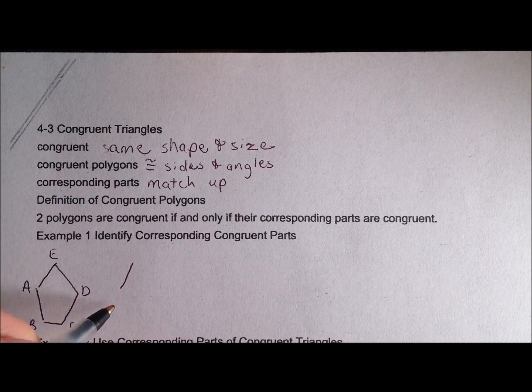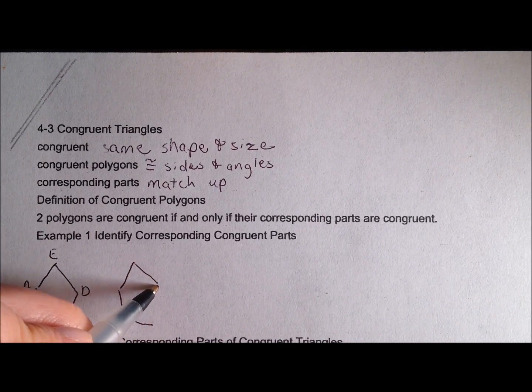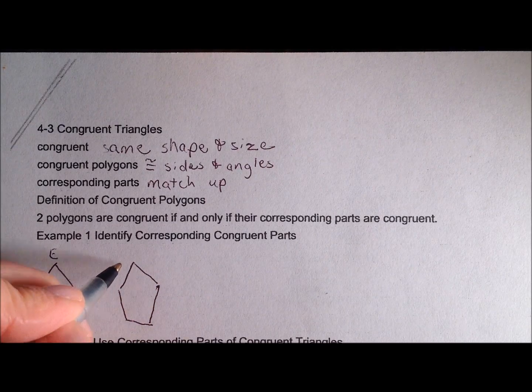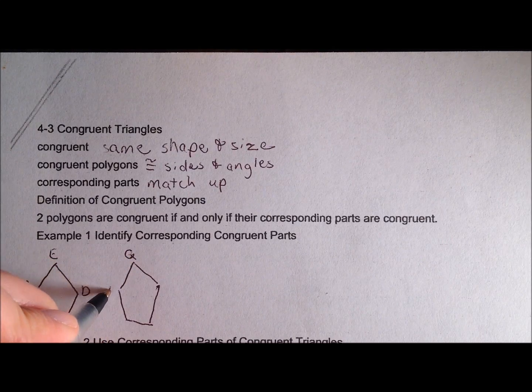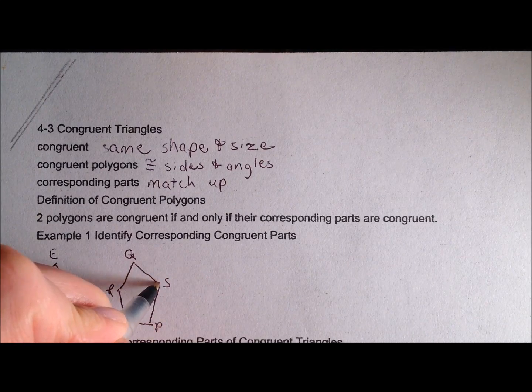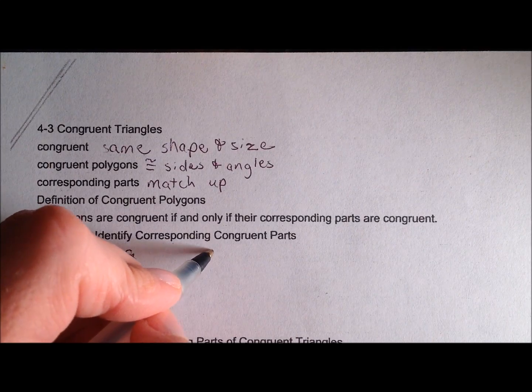And then we have another polygon. And this one is Q, R, T, P, and S. Pretty close. If we have to identify these corresponding parts, we could say that angle A is congruent to angle R.